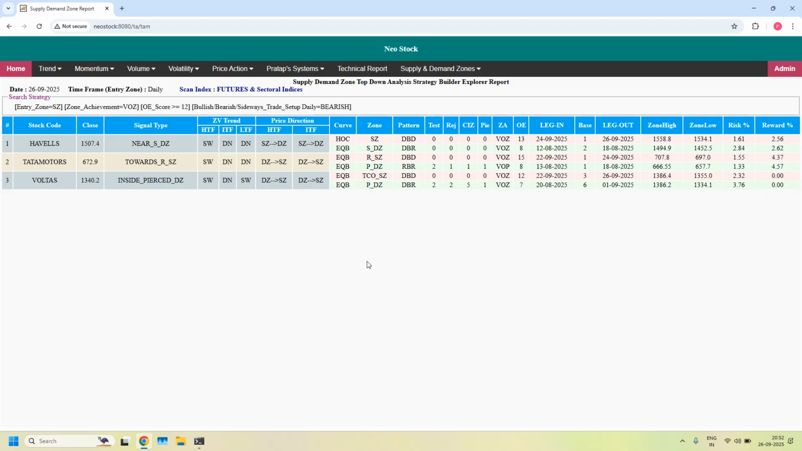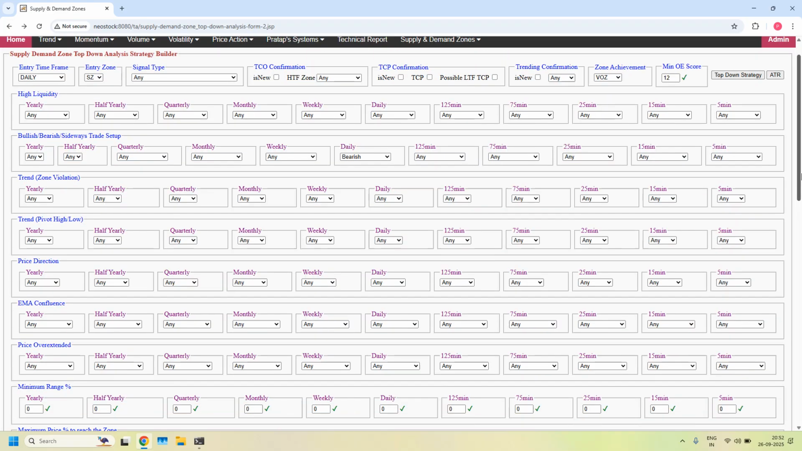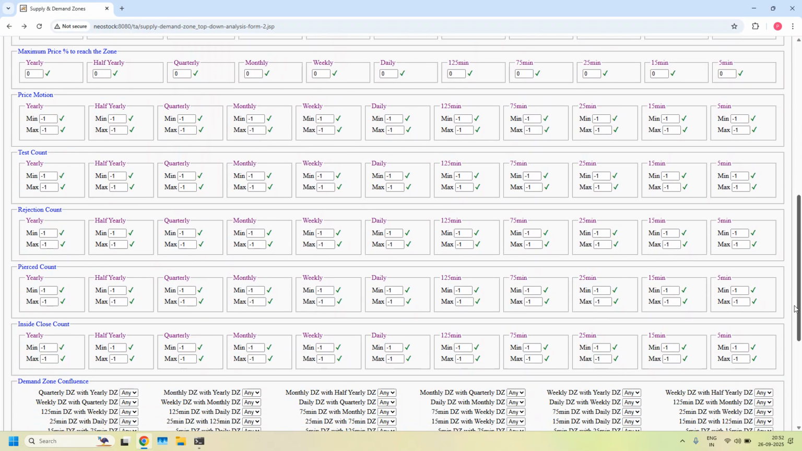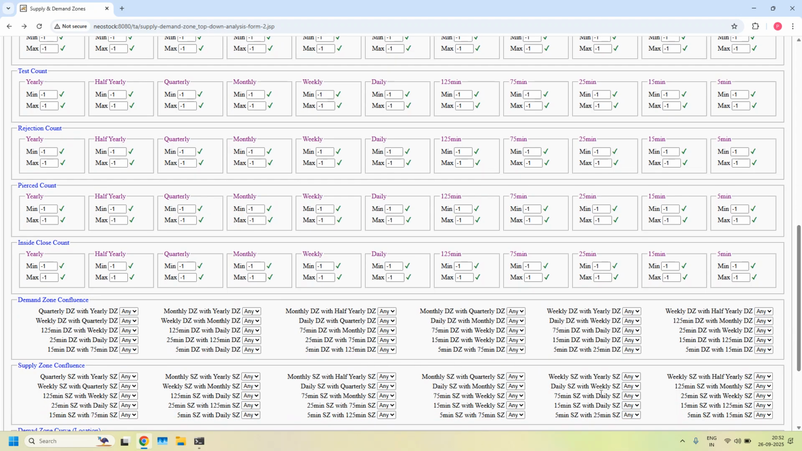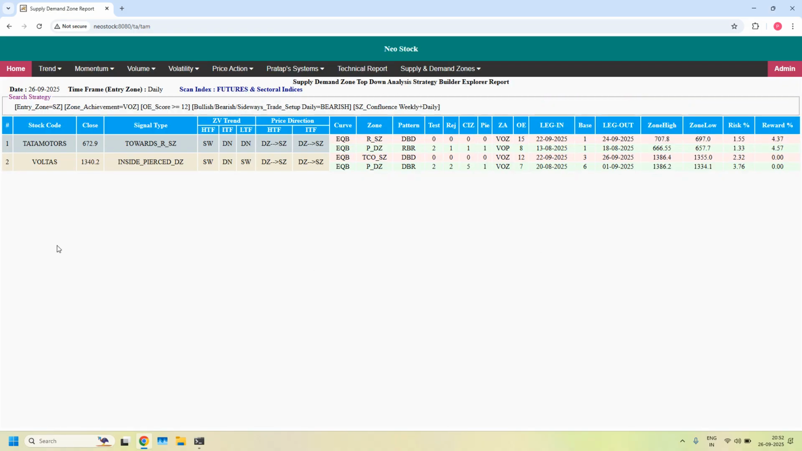Out of these 3, how many are having more high probability to get success? Let's verify. First filter is LTF and ITF supply zone confluence. That is daily and weekly supply zone confluence. I enabled the filter, applying on the 3 stocks. We got 2 stocks filtered. So these 2 daily supply zones are overlapped with weekly supply zone.